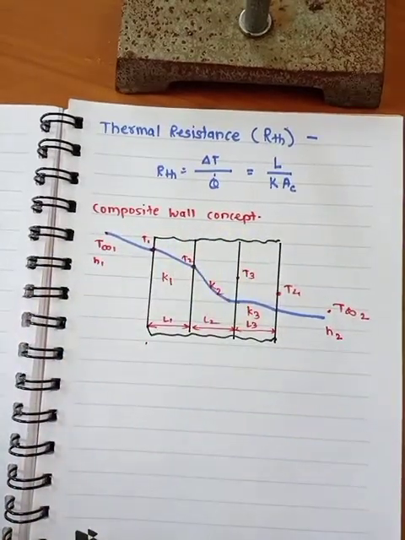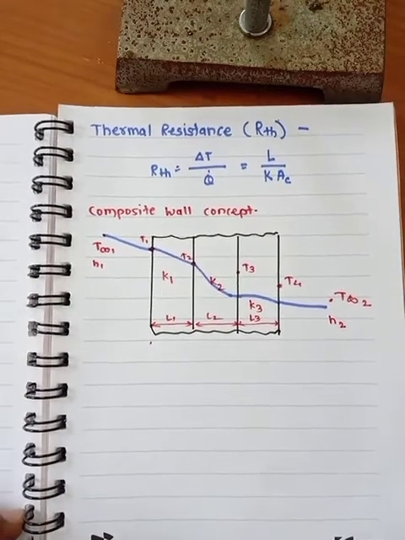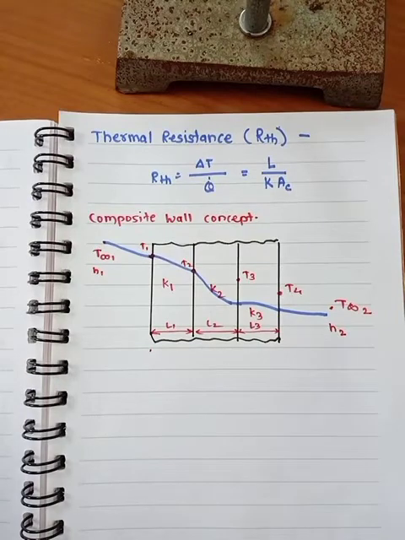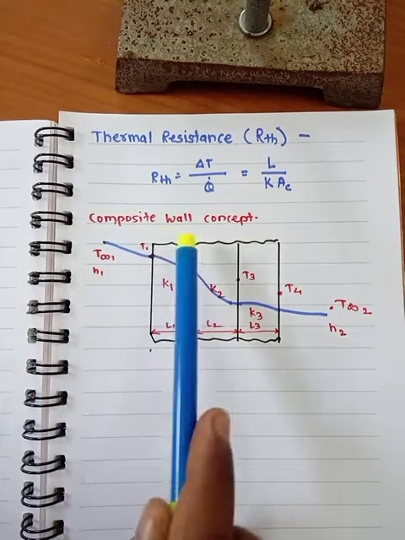So what is a composite wall? Instead of taking a single plane wall, if we consider a wall which is made up of layers of different materials, then that wall is called a composite wall.